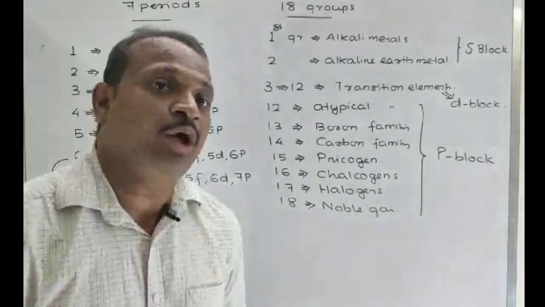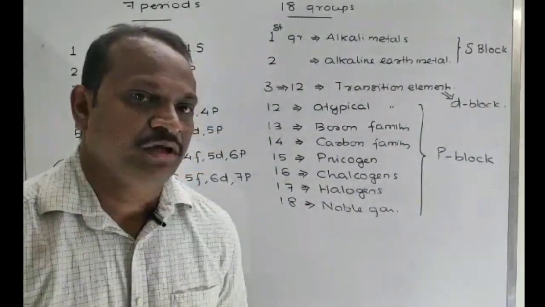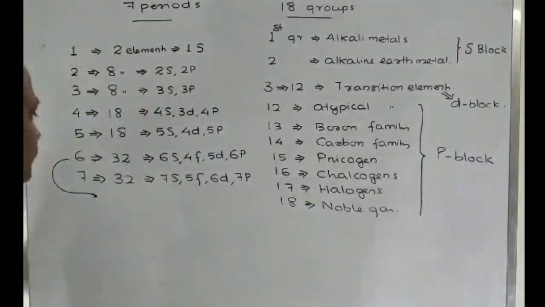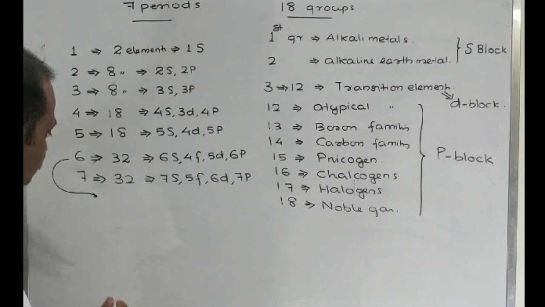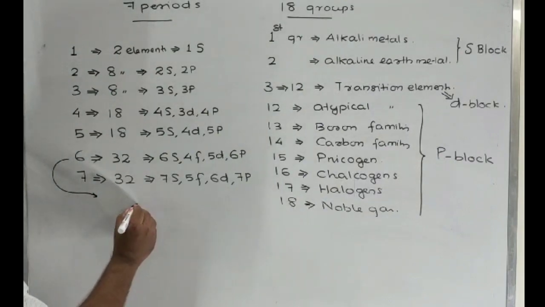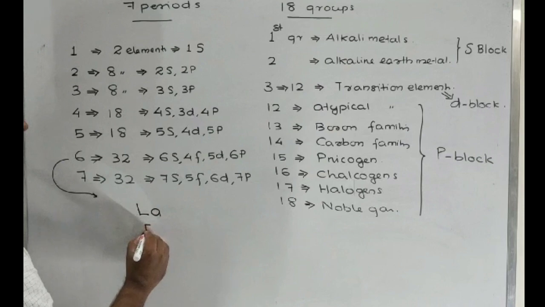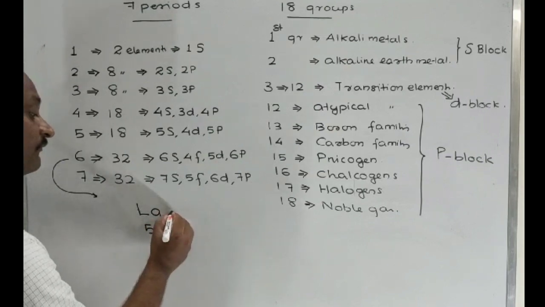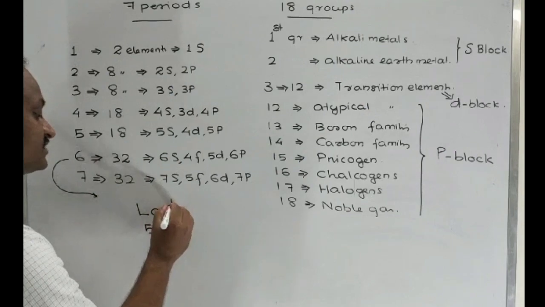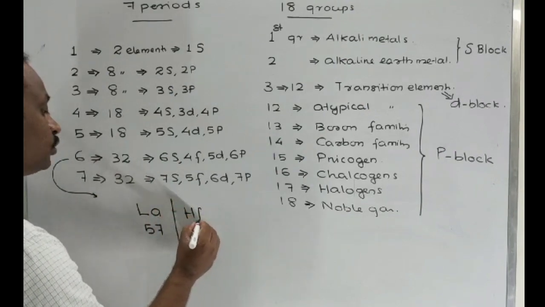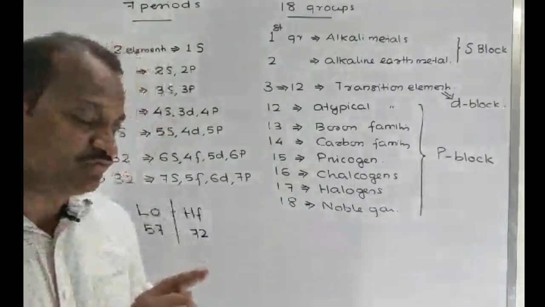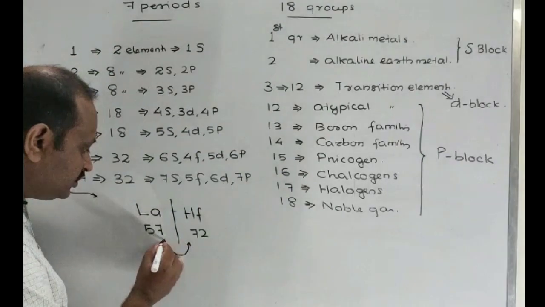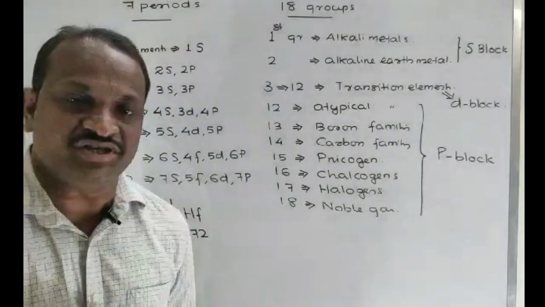So now only one block is left: the F block. Where does the F block start? See here, we have the sixth period. How many elements are there? 32. In these 32 elements, check the atomic number of lanthanum. What's the atomic number? 57. And after lanthanum, the element that comes is hafnium. What is the atomic number of hafnium? 72. So in between 57 and 72, how many elements are missing?